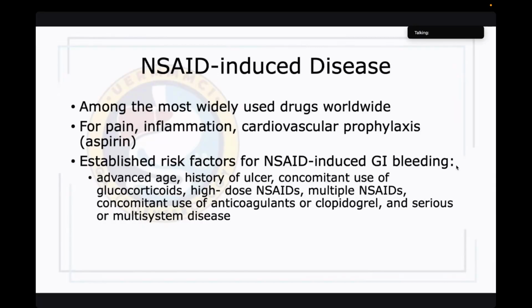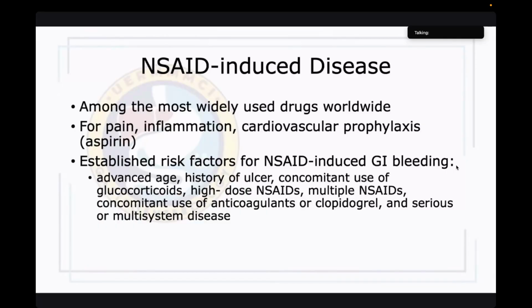The next most important factor in peptic ulcer disease is the use of non-steroidal anti-inflammatory drugs. So examples of this are mefenamic acid, ibuprofen, diclofenac, naproxen, and those with less gastric irritation are COX-2 inhibitors like celecoxib and etoricoxib. Aspirin is both an anti-inflammatory and an antiplatelet, so this is used for cardioprophylaxis.